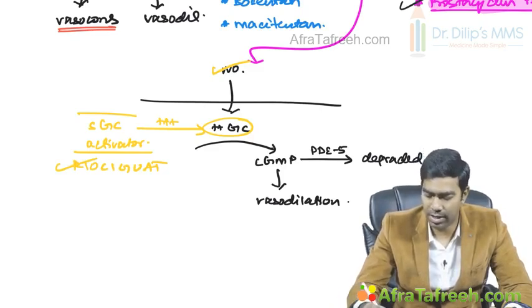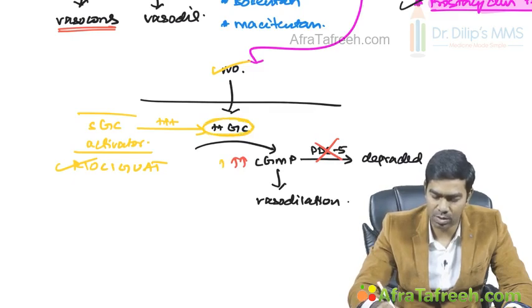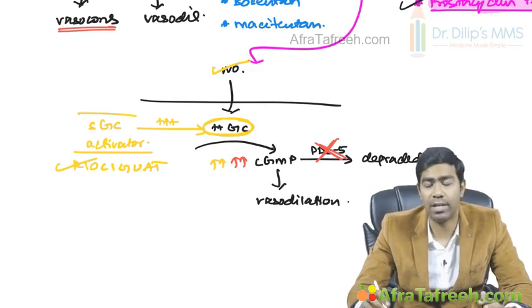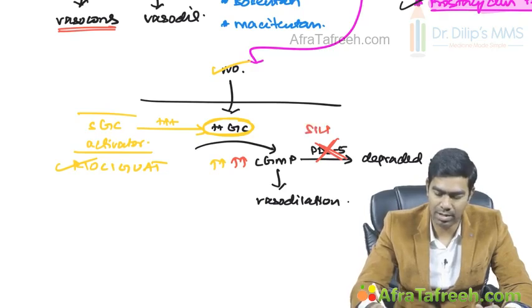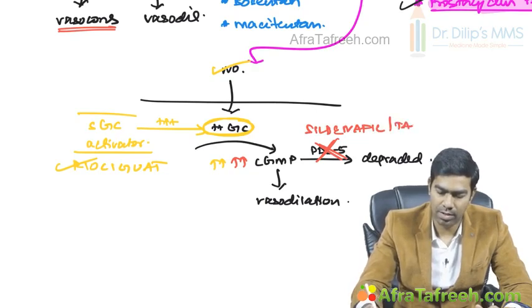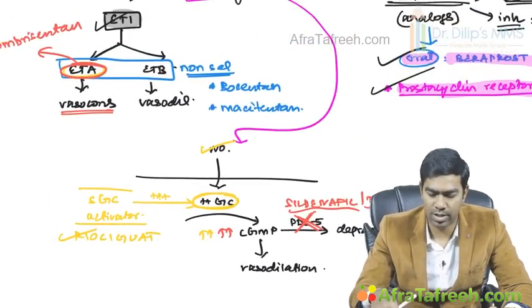Riociguat is a soluble guanylate cyclase activator. Similarly, you can give a drug that can block the phosphodiesterase 5 so that it can increase the cyclic GMP. Remember, this guanylate cyclase activator is also going to increase the cyclic GMP only. So, what are the phosphodiesterase inhibitors? It is PDE5 inhibitors that can increase the cyclic GMP levels. Very simple. You have the characteristic Viagra group drug, that is sildenafil and tadalafil. Clear? So, these are the two drugs, phosphodiesterase 5 inhibitors.